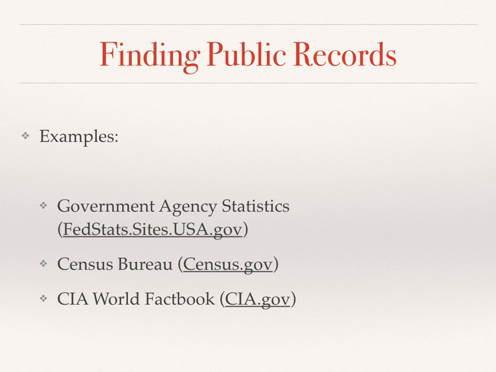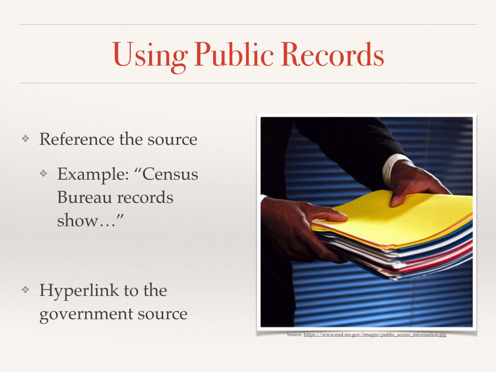Additional public records related to statistics the government has compiled can be found through the Census Bureau's website, the CIA's website, and a website called fedstates.cites.usa.gov. Once you have found all the public records you need to support the points in your story and investigate the topic of your article, you can then cite those records in your publication.